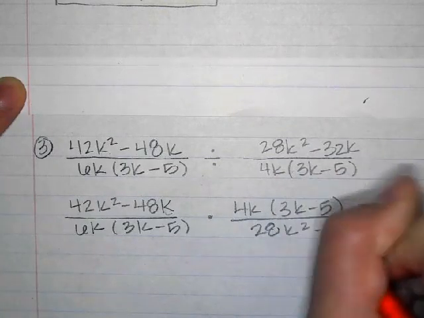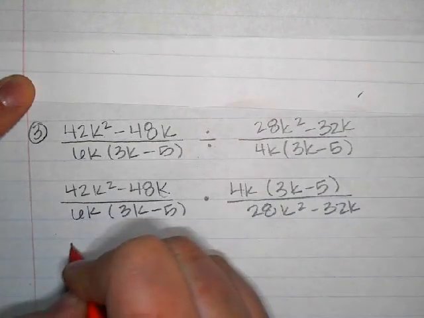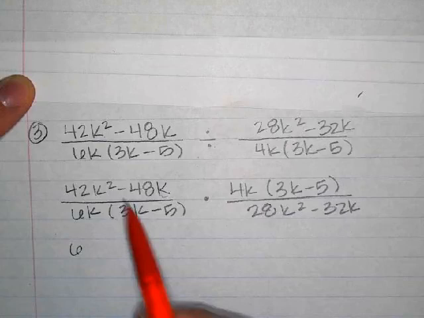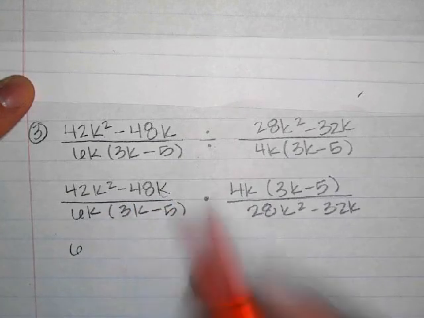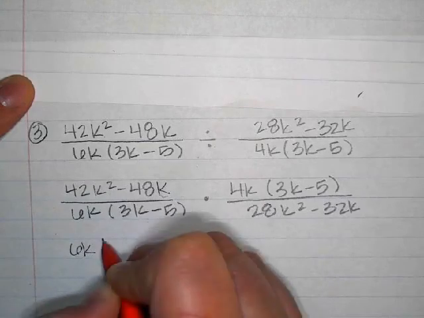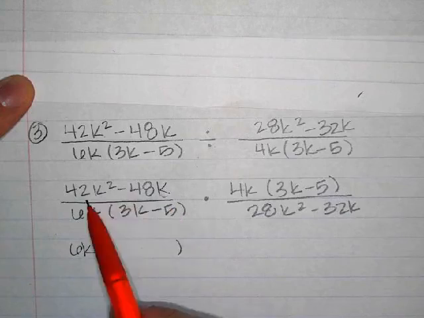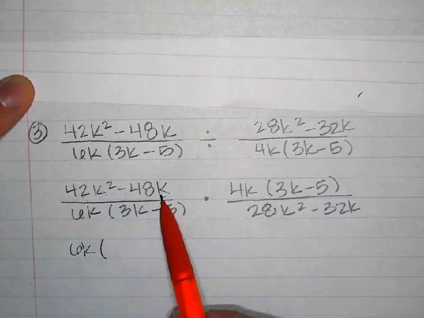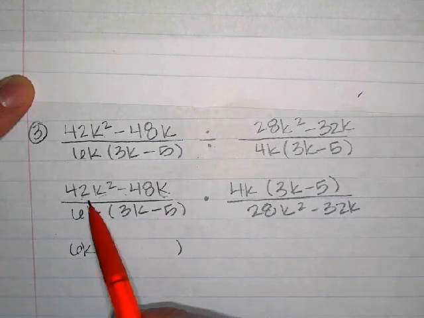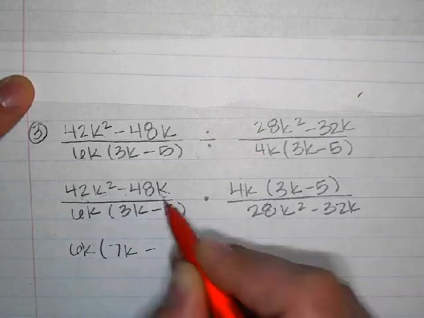Okay. So we just found out that the GCF on the top is 6. What else is the GCF on the top? K. Okay. And then once we take out the 6K, what is left over? Seven K minus 8. Okay. The bottom stays the same.